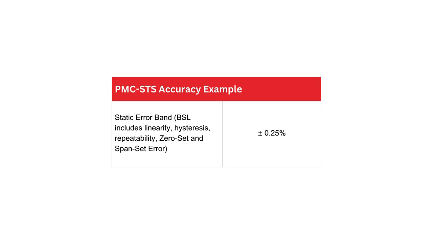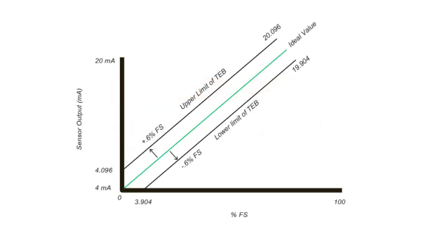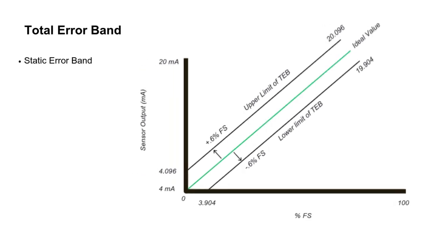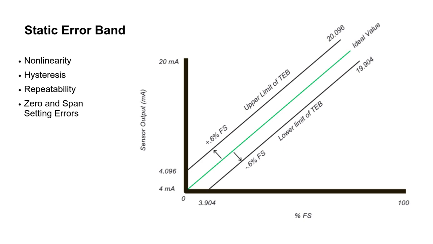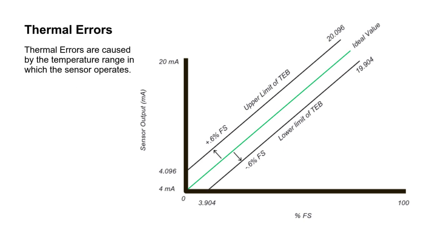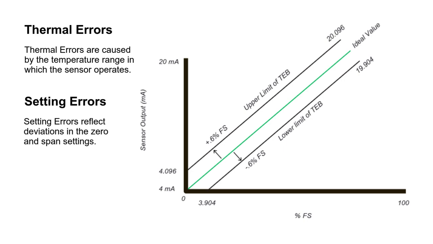To recap, the total error band, or TEB, represents the overall accuracy of a pressure sensor and is made up of three main factors: the static error band, thermal errors, and setting errors. The static error band includes nonlinearity, hysteresis, repeatability, and any errors from zero and span settings. Thermal errors are caused by the temperature range in which the sensor operates, while setting errors reflect deviations in the zero and span settings. Together, these components define the full accuracy range you can expect from your pressure sensor, all in relation to the ideal best fit straight line.